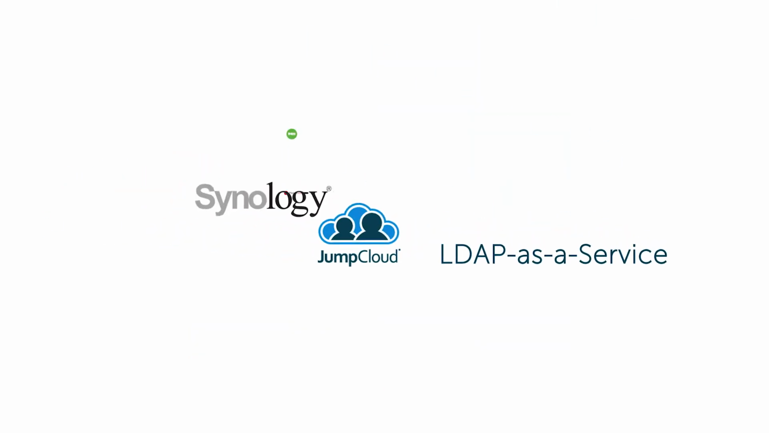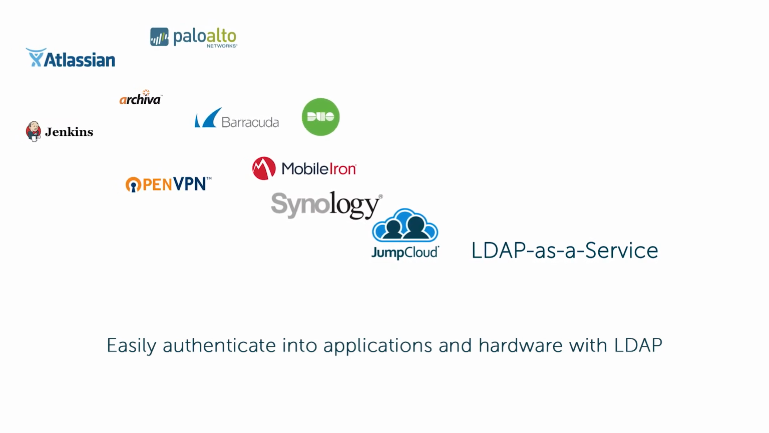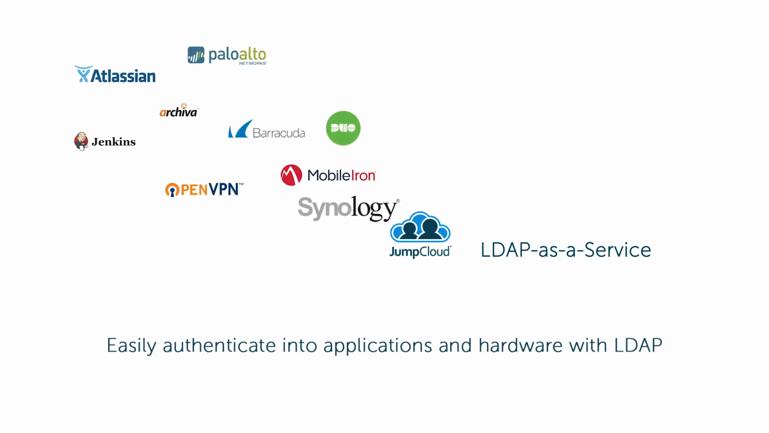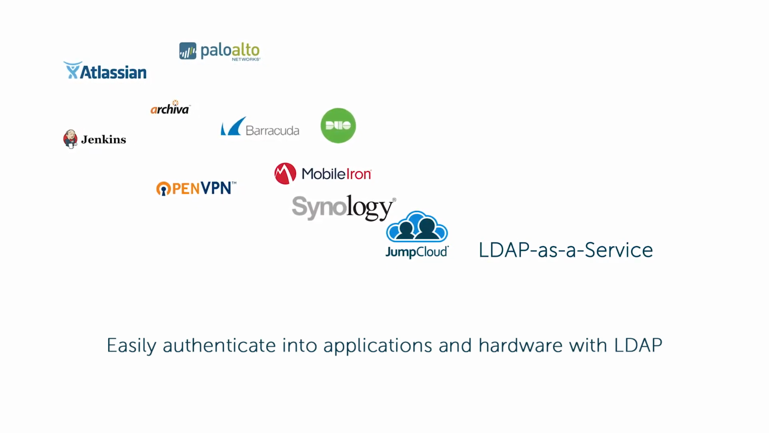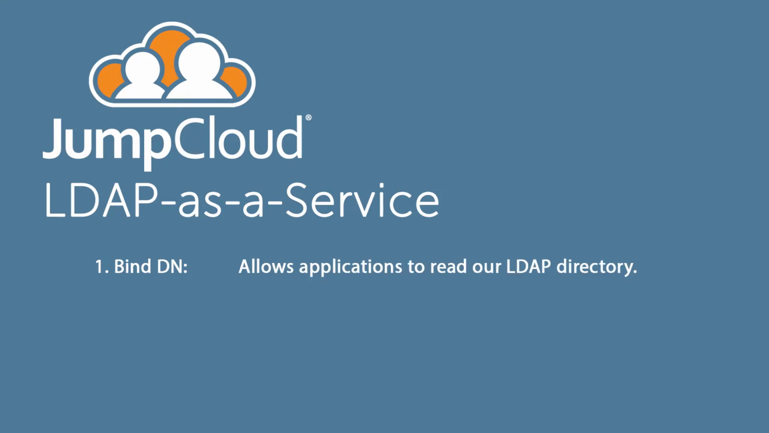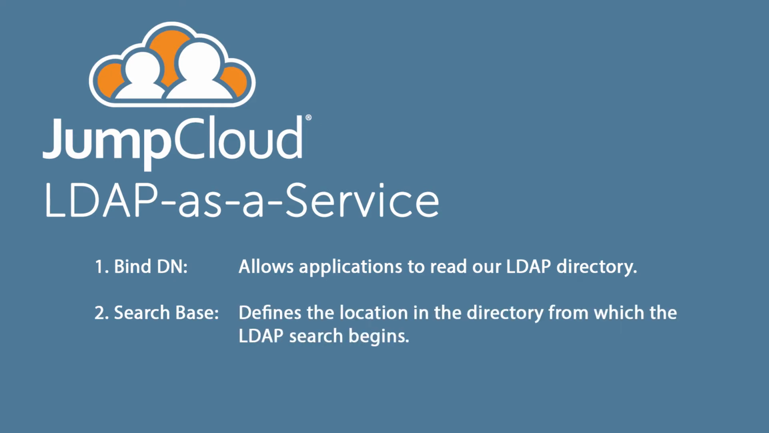JumpCloud's LDAP as a service really allows for users to authenticate into applications and hardware using our OpenLDAP-based feature. Now, to really go through this, I'd like to first discuss our two core components to our LDAP, the first of which is our bindDN, which is an object, or in JumpCloud's case, a service account, that allows for applications to read our LDAP directory. And second, we have our search base. And this is the distinguished name of the search base object, or more specifically, the search base defines the location in the directory from which the LDAP search begins.